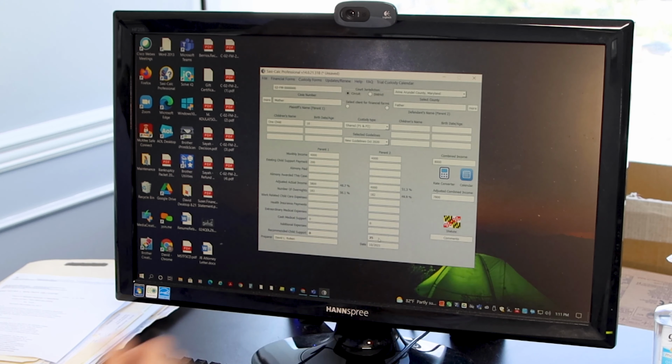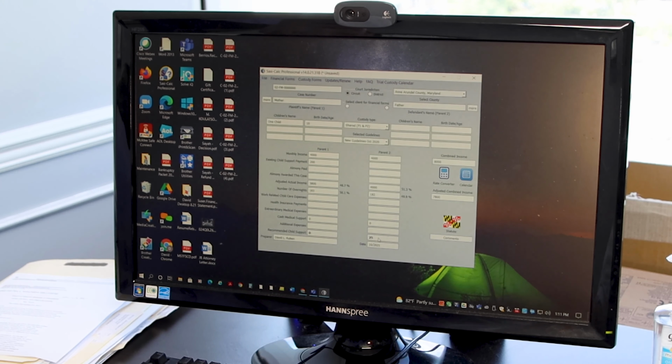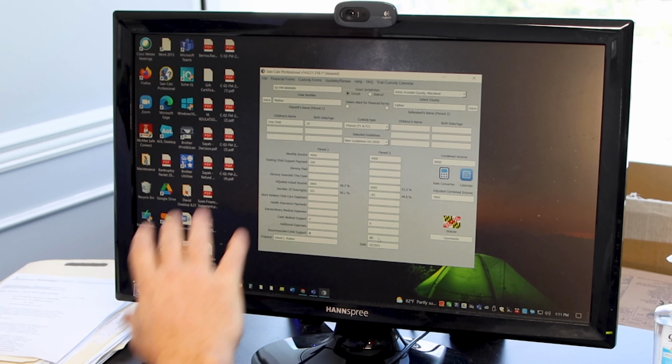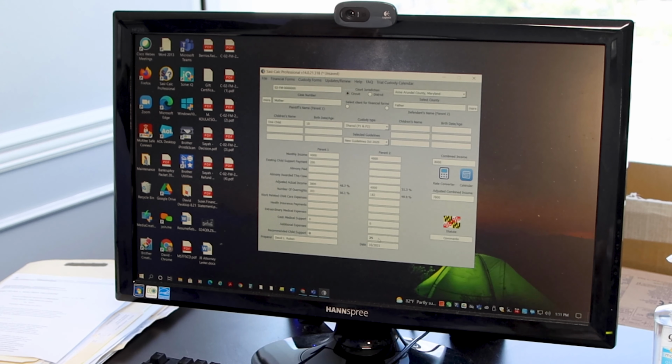So for example, in this scenario, I've got monthly income for mom of $4,000, monthly income for dad of $4,000. Mom's paying child support for another child of $200. Their overnights are equal. One parent has to pay the other $25 a month in child support. Now, that's just a completely made-up example, but this is how this process works.